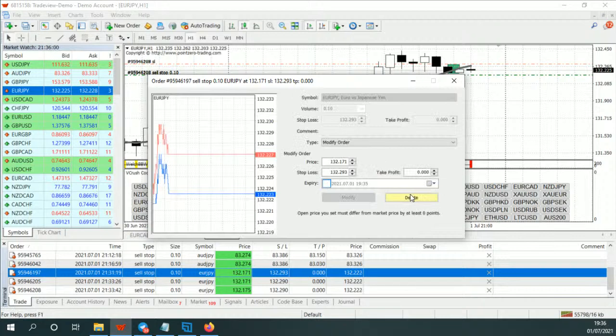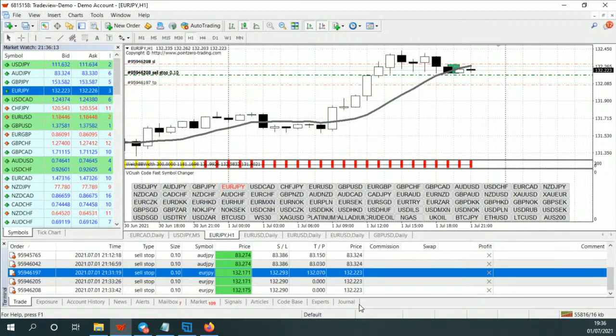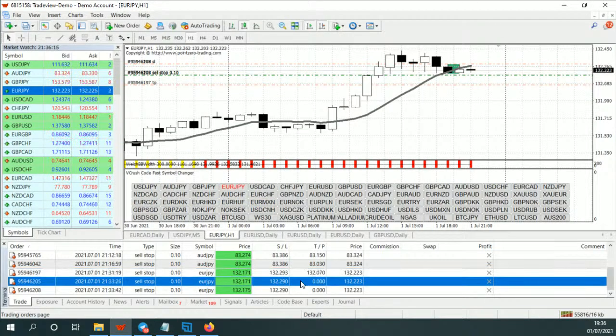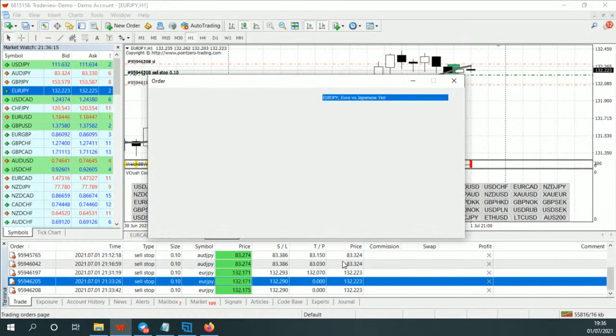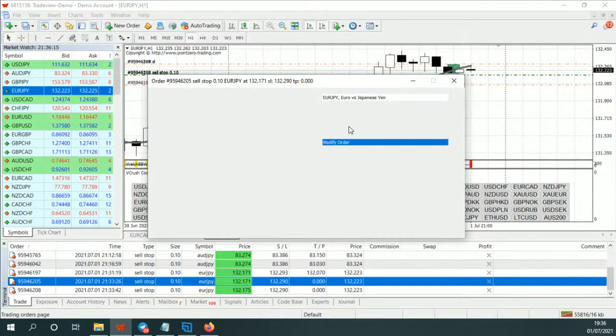All right, so we are doing take profit, which is here. 132.07. So that is our first 10 pip take profit. Okay, the first one. Now we got to do the second one. What will be the take profit for the second trade? What's the take profit for the second trade?